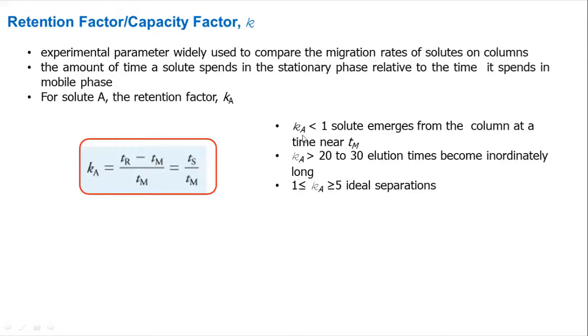So when kA is less than 1, solute emerges from the column at a time near the void time or the dead time. So when kA is greater than 20 to 30, elution times become inordinately long. So taas na sad kaayo. But when kA is greater than or equal to 1 and less than or equal to 5, it is an ideal separation.